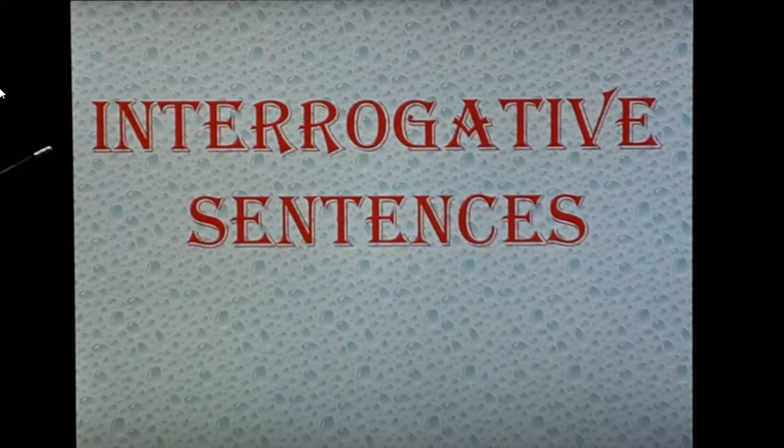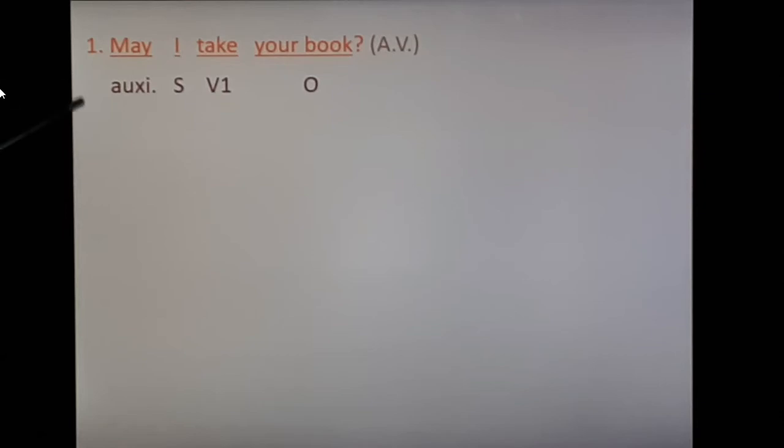Let's see interrogative sentences. First, may I take your book? This is active voice. First, auxiliary verb will come, then subject, then take, that is V1 form, and your book, that is an object. This is active voice.